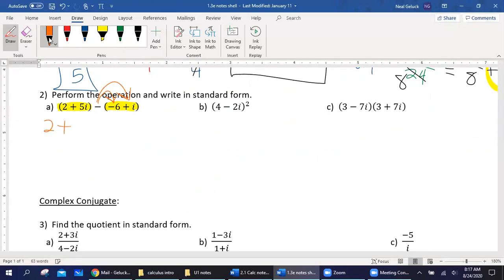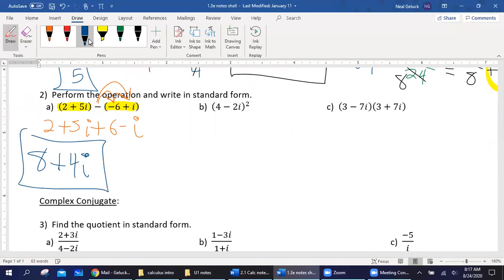So this will be 2 plus 5i plus 6 minus i. Combine like terms. 2 plus 6, 8. 5i minus i, 4i, and I'm done. So adding, subtracting, very simple.